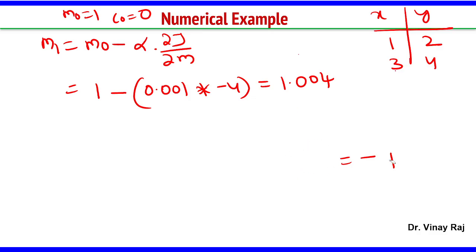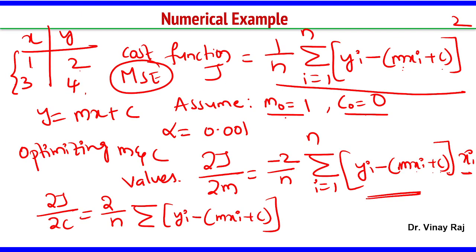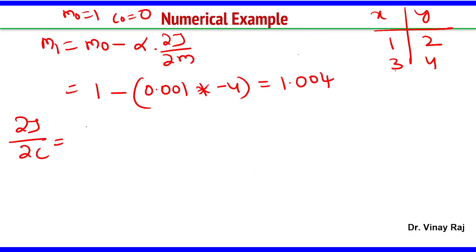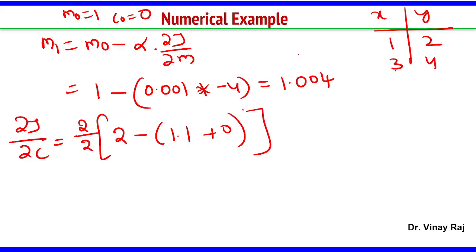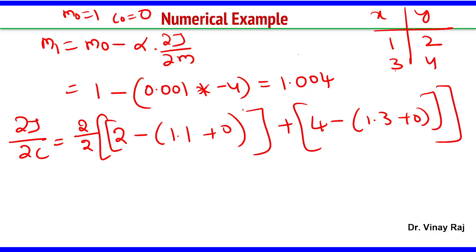Now let us find out dou j by dou c. What is the formula I got for dou j by dou c here? It is 2 by n summation of yi minus mxi plus c. It is very straightforward. So 2 by 2 into yi, that is 4, minus 1 into 3 plus 1 into, yi is 2, no, 2 minus 1 into 1 plus 0. This is one set, plus another one: 4 minus 1 into 3 plus 0. This is my actual dou j by dou c.